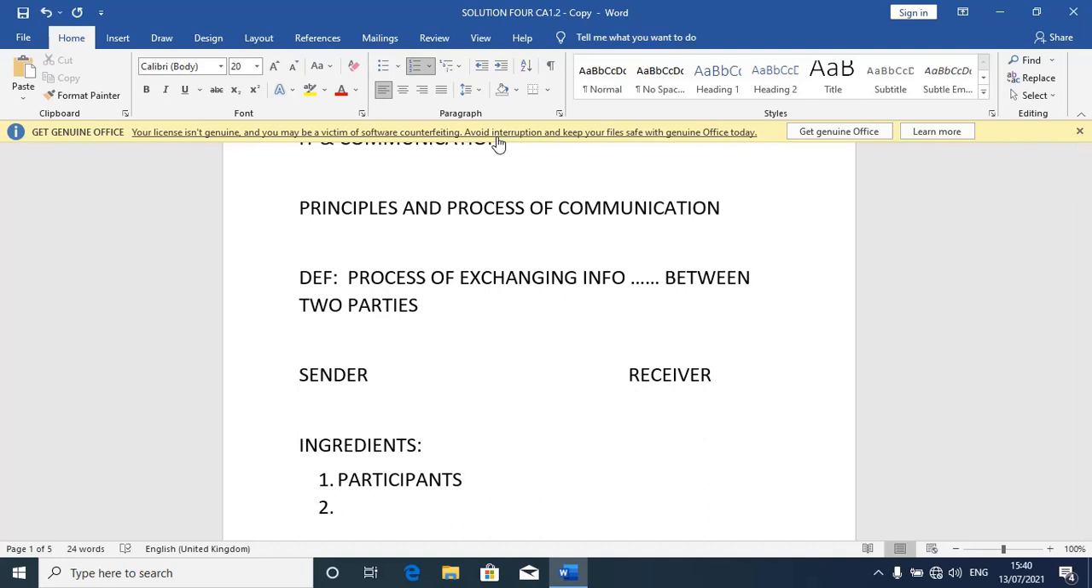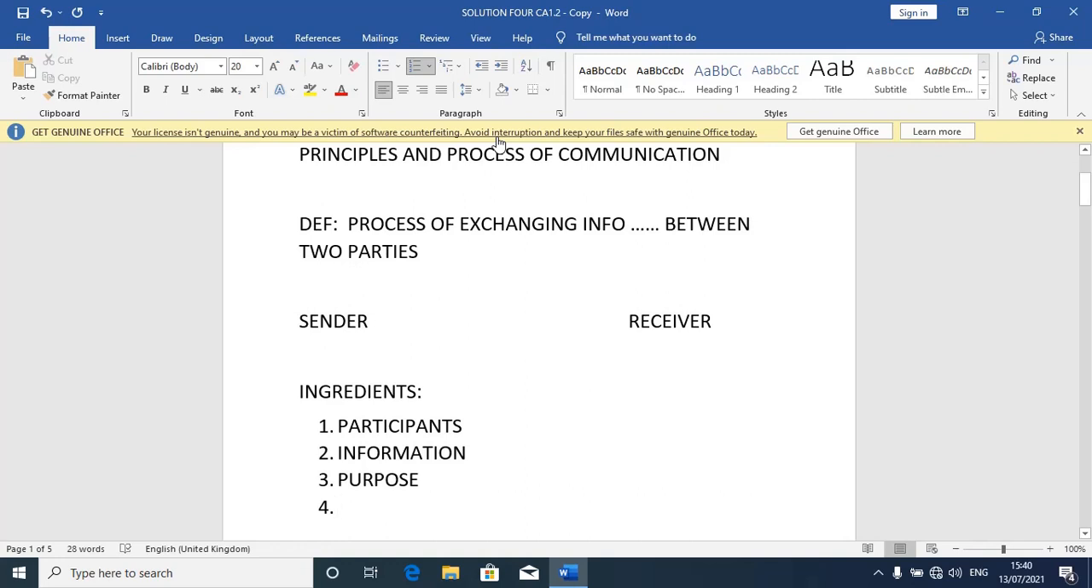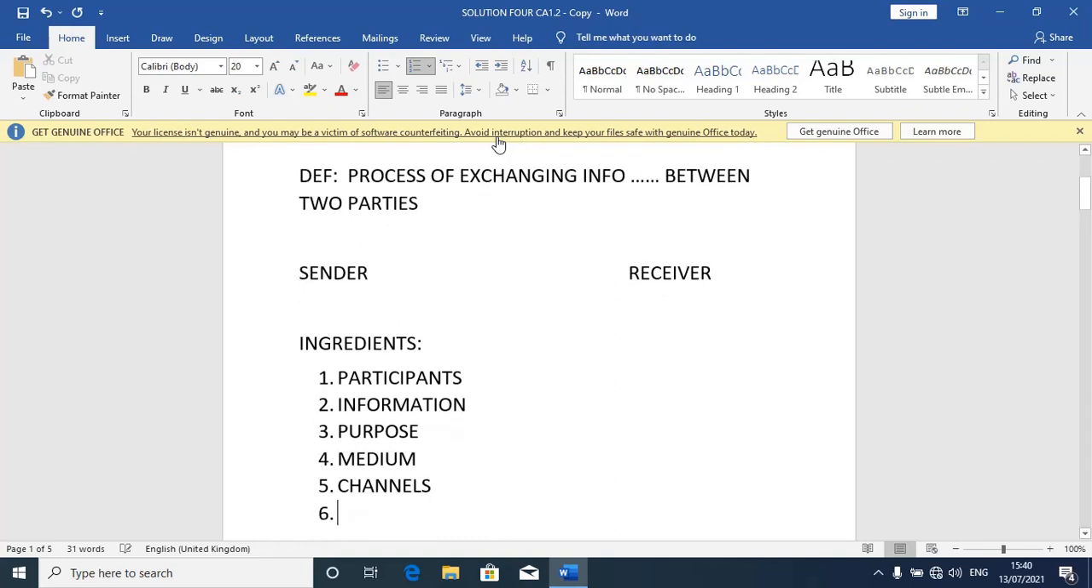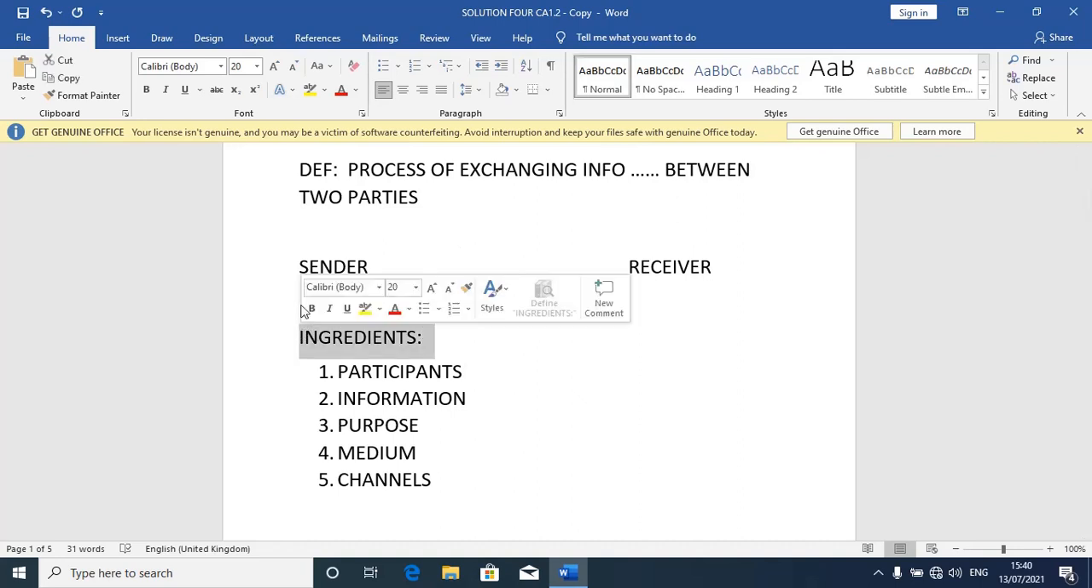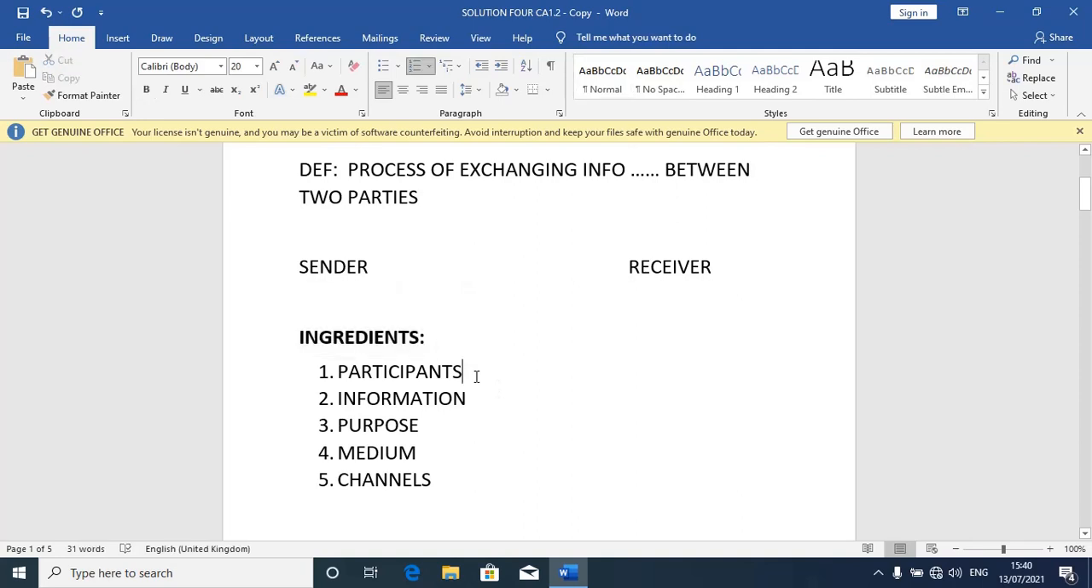Number 2, we must have information. Information must be available for communication to take place. Number 3 ingredient of communication is the purpose of communication. What is the motive of communication? The number 4 ingredient is the medium that is going to be used for communication. And the last ingredient of communication is simply channels of communication. So let me run through these ingredients of communication and explain each of them. Now, number 1, participants.